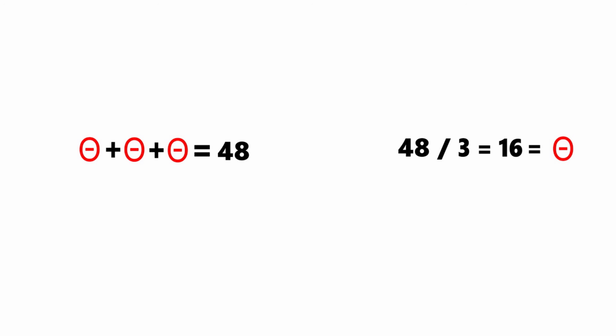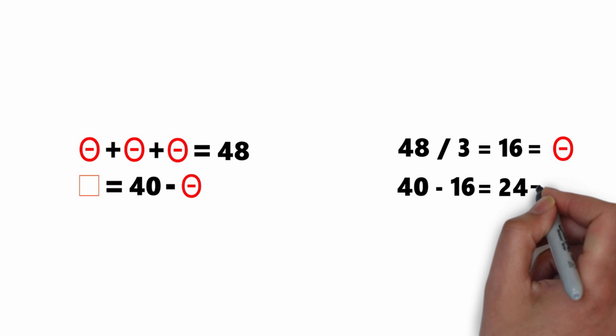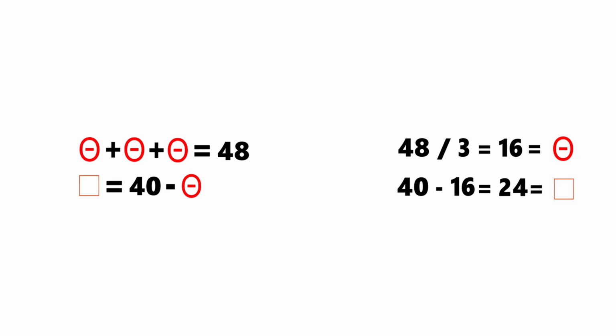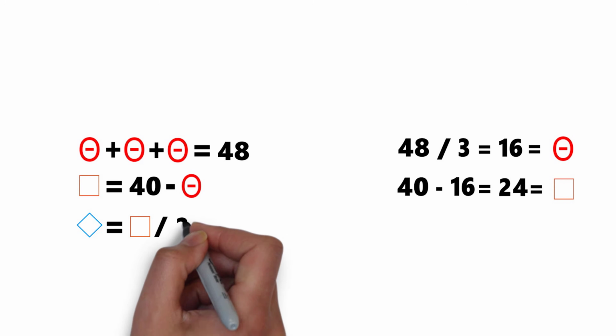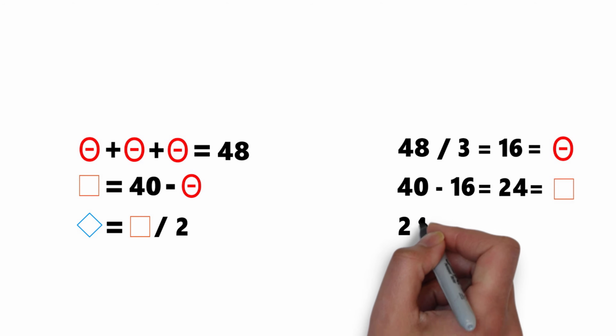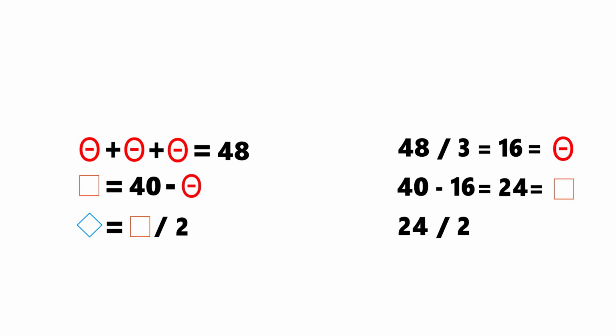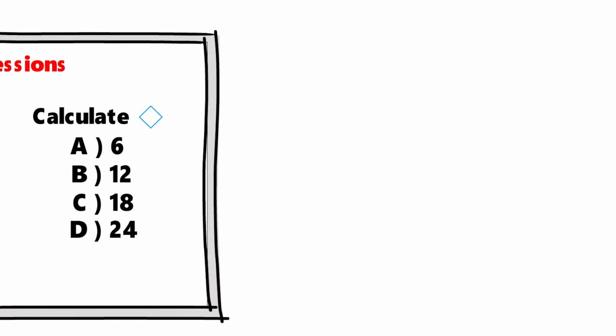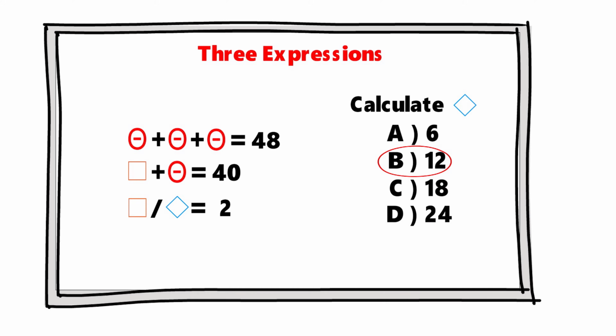In the next step, we need to calculate the square. Square equals 40 minus the circle, which equals 40 minus 16, and the result equals 24. And in the last step, we need to calculate the diamond. Diamond equals square divided by 2, which equals 24 divided by 2, and the result equals 12. So the correct answer is choice B, 12. Hopefully you've nailed this question on your own and now know how to answer similar problems on the test.